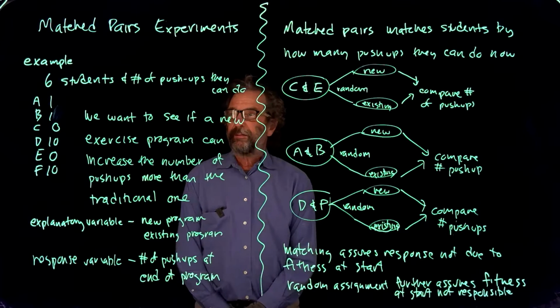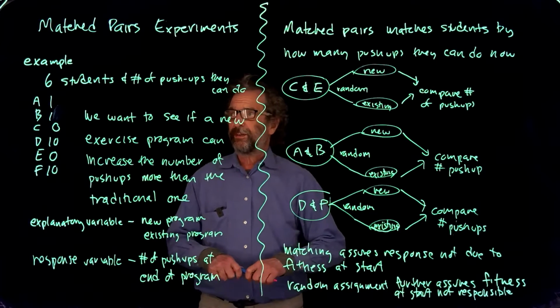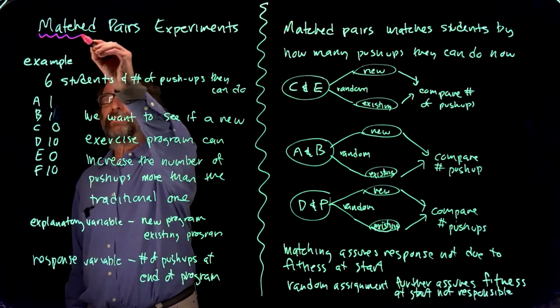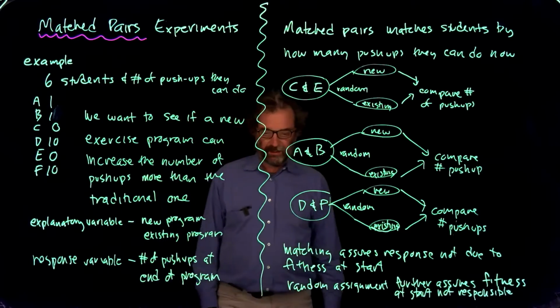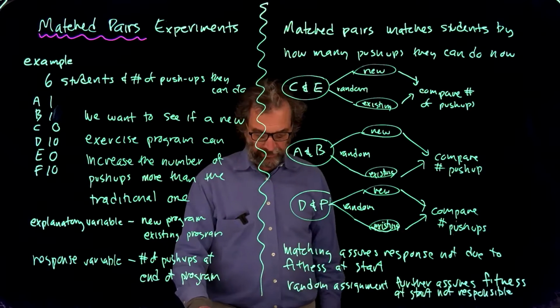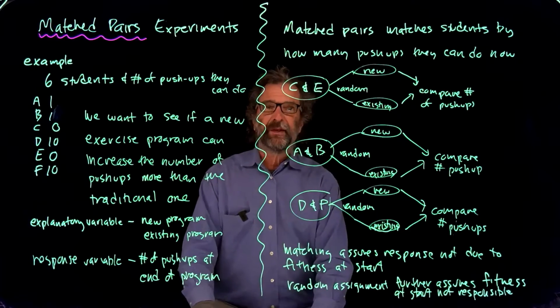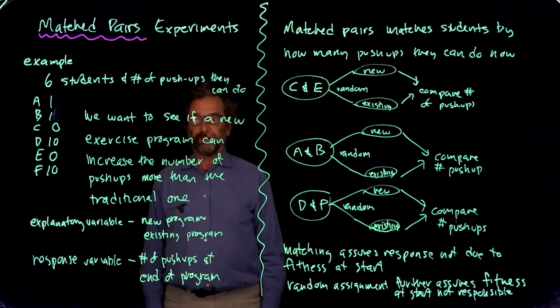Well, here we are. We've made it to the end of the experiment section 1.6. Our last kind of experiment is called matched pairs. Matched pairs is an example of a randomized block design where the blocks consist of two individuals.